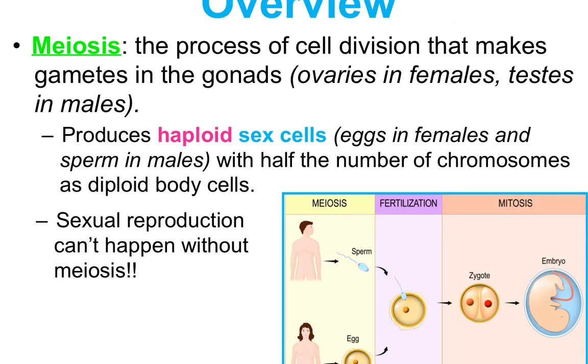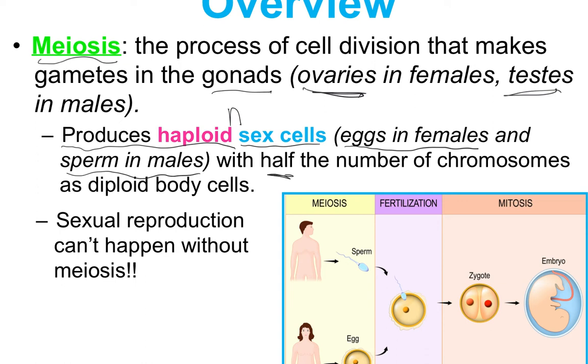Aww. So meiosis, that's the process of cell division that makes gametes. And gametes are made in your gonads. Gonads are the organs that make these gametes, ovaries in females and testes in males. Now, meiosis is going to produce haploid cells. Remember, that's N. That's half as much DNA. And they're going to be sex cells. Eggs are going to come from the females, and sperm is going to come from the males.